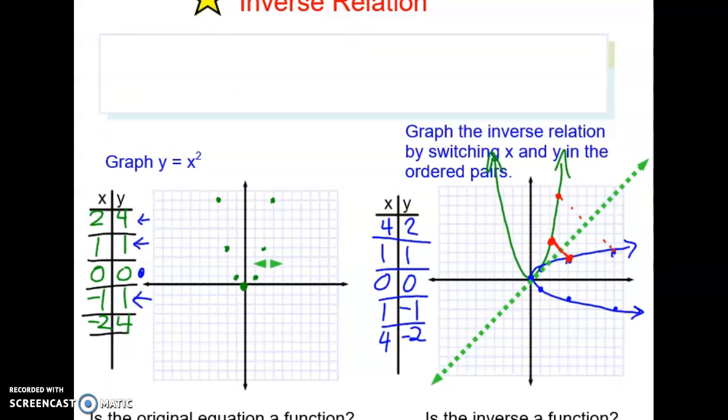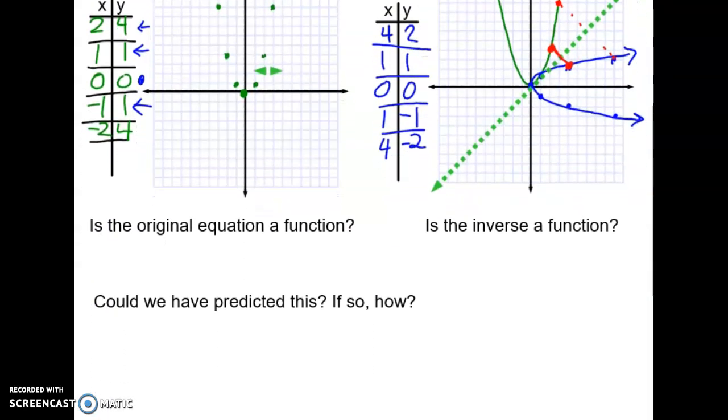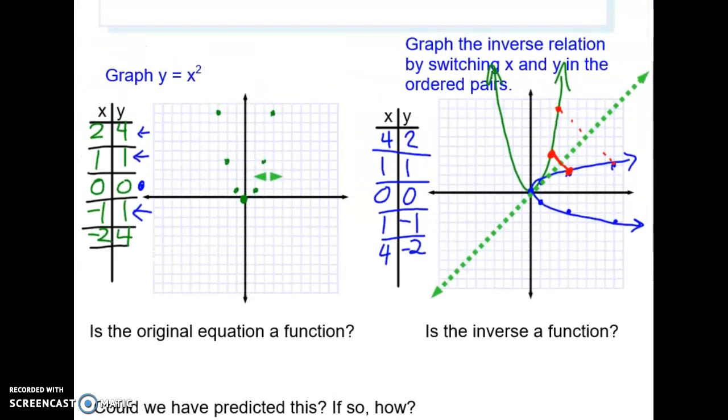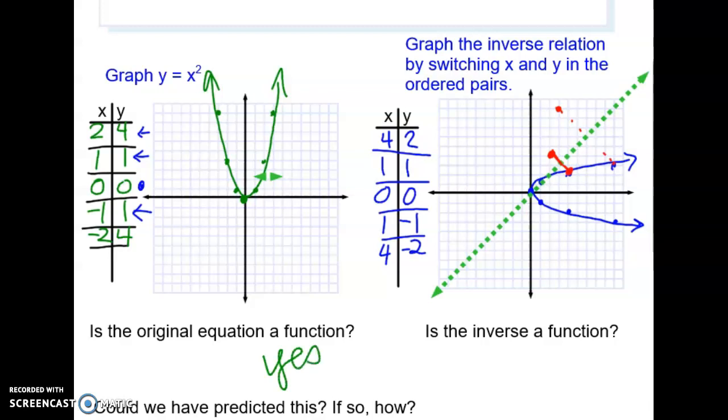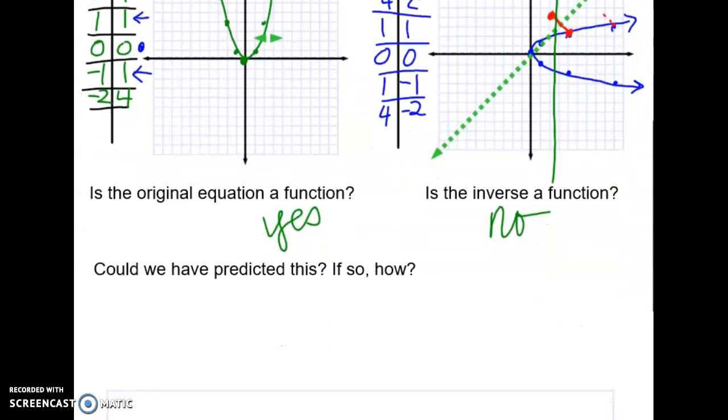So let's move down and see what else we have down here. Now let's move the green back. Was the original a function? And the answer is, yup. Is the new one a function? And the answer is no. Why? Because it would fail the vertical line test in a whole bunch of places. So the answer is no to that.